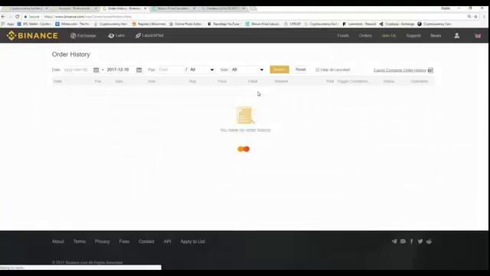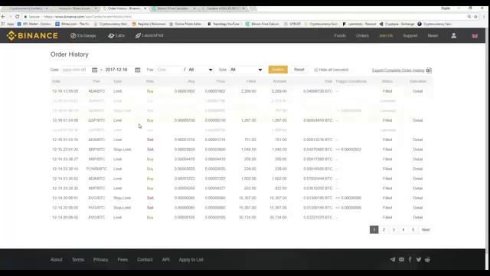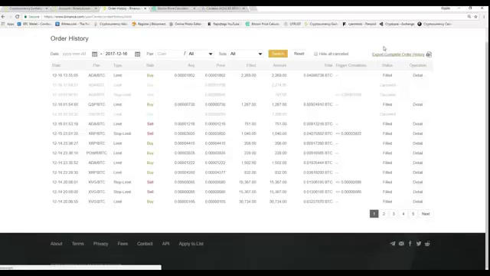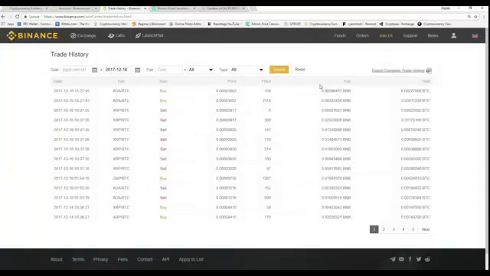Order history, this is going to be all my order histories that I've put through the system. And what's really nice about this is if you want to print it out as a PDF, you can do that right here, as well as trade histories. You can see all your trading histories.